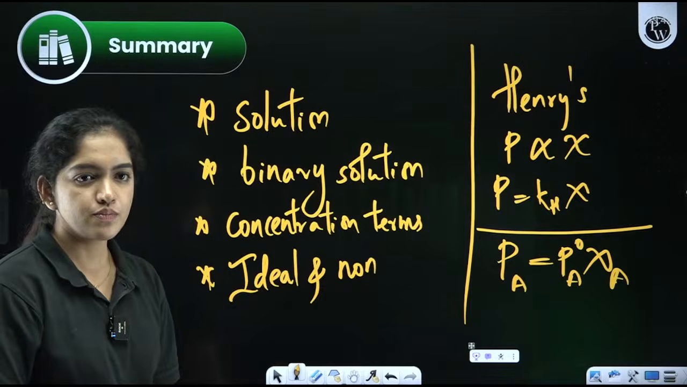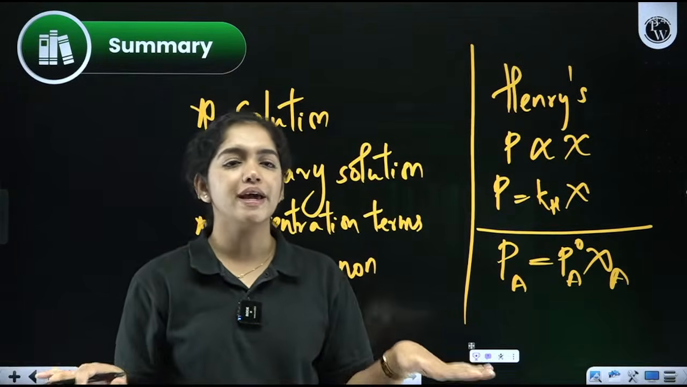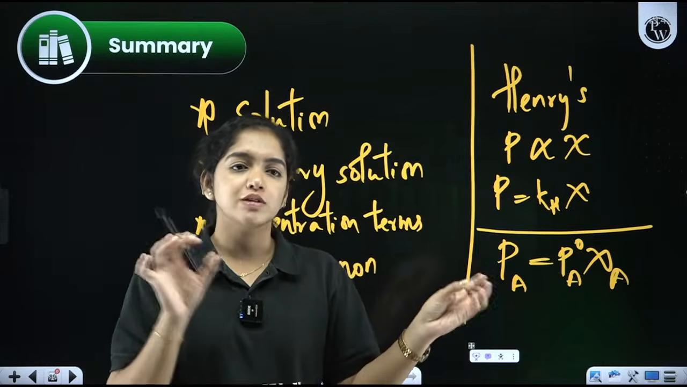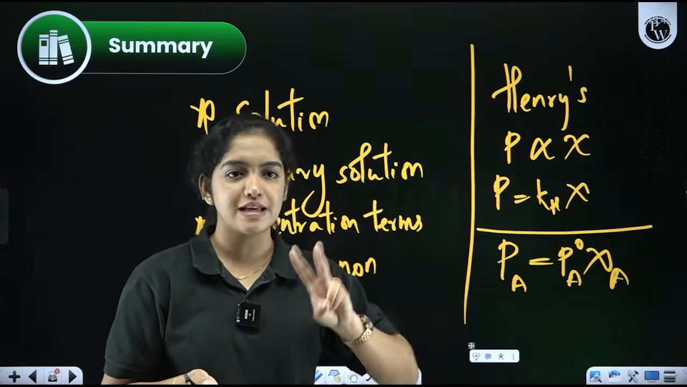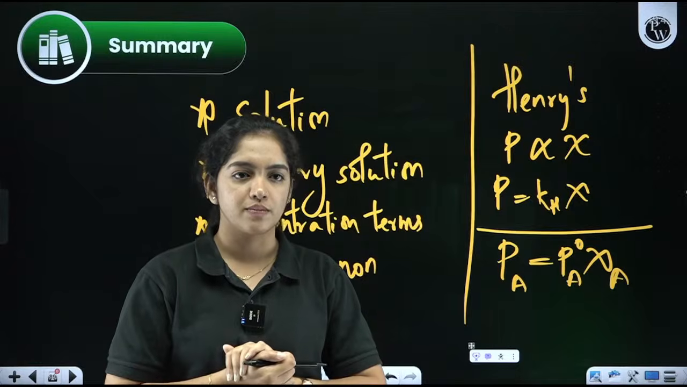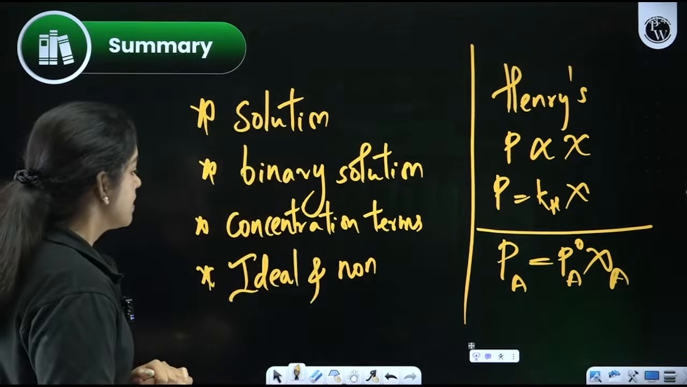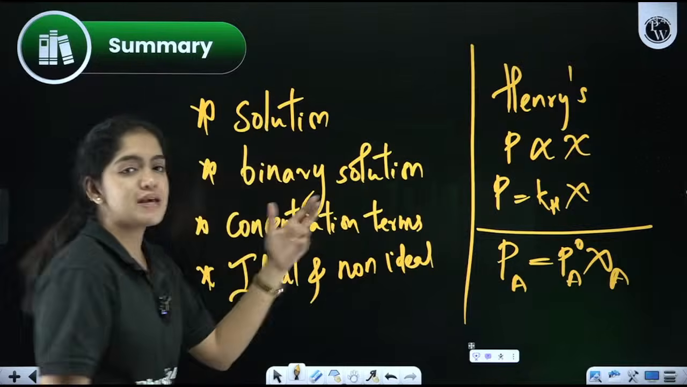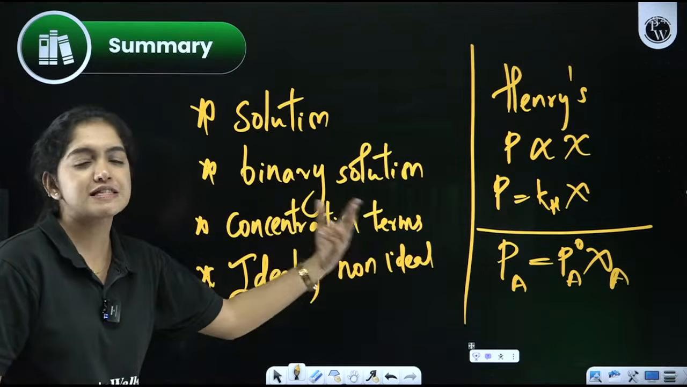Isotonic solution means there won't be any difference. Both the solutions will have the same pressure, so there won't be any flow between the two liquids. That is meant by isotonic solution. Okay. So, ideal is there, non-ideal solution is there. Ideal means which obeys Raoult's law. Non-ideal means which does not obey Raoult's law.